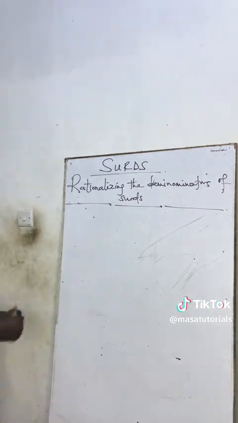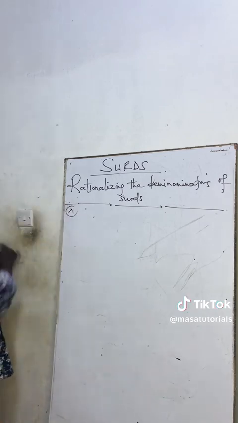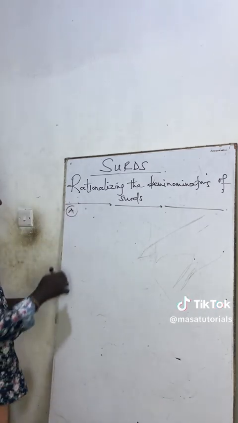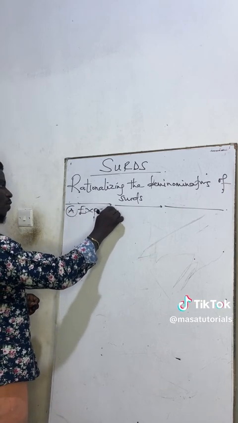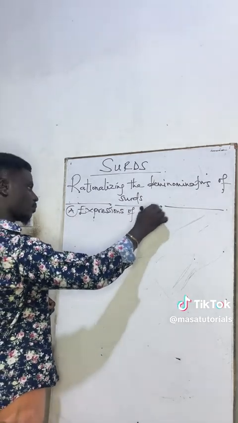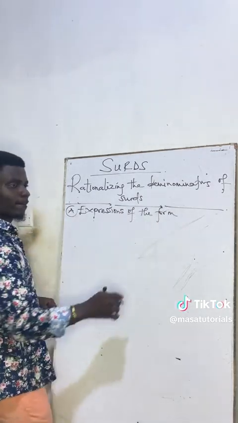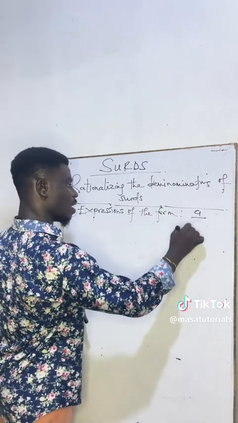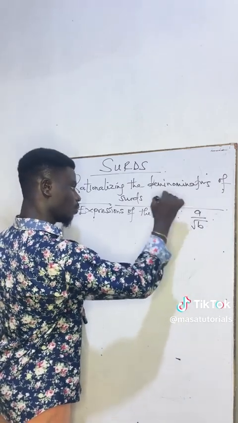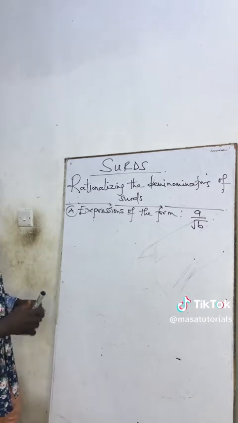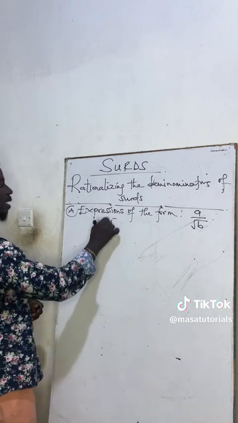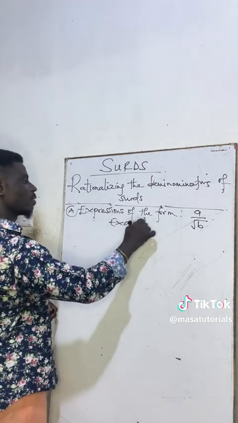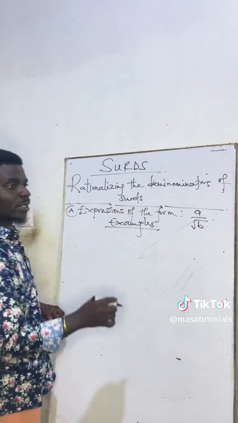So we are starting with the A part, which is expressions of the form A over square root of B. Now let's see examples on that. Example 1.